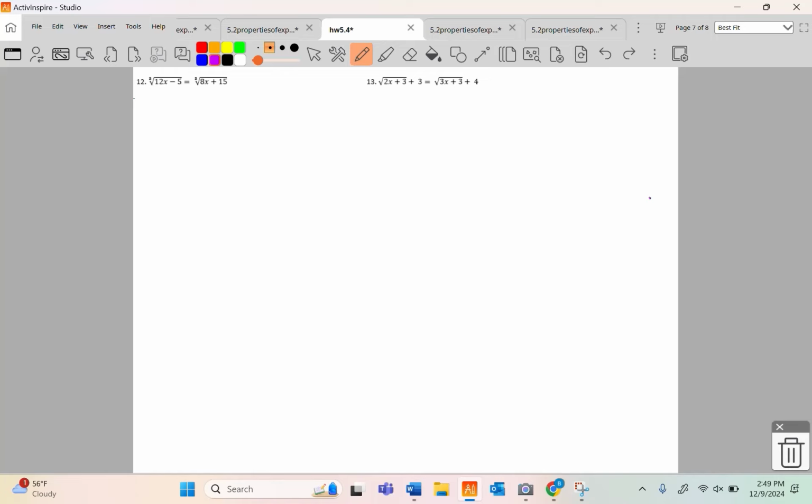All right, this is 13. 13's one of the hardest ones in here. It's going to take a while to do. But the general idea is to isolate a radical. That's what your notes talk about. You isolate a radical. So you can isolate the one on the left or the right, it doesn't matter. I'm just going to isolate the one on the left. And this is going to be a bear of a problem.